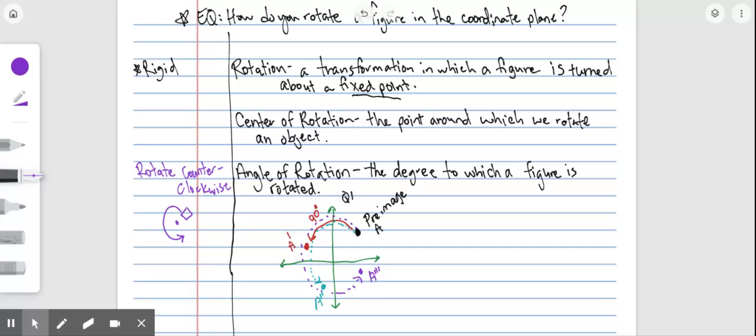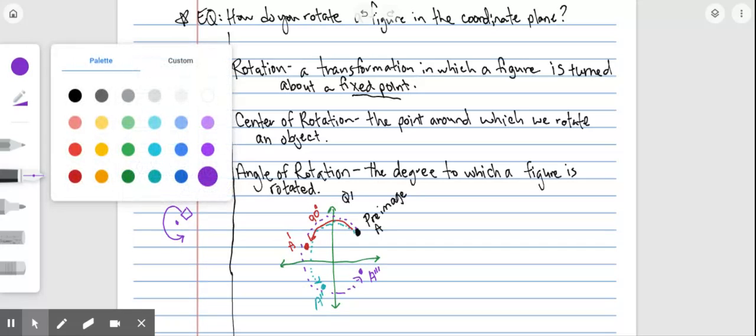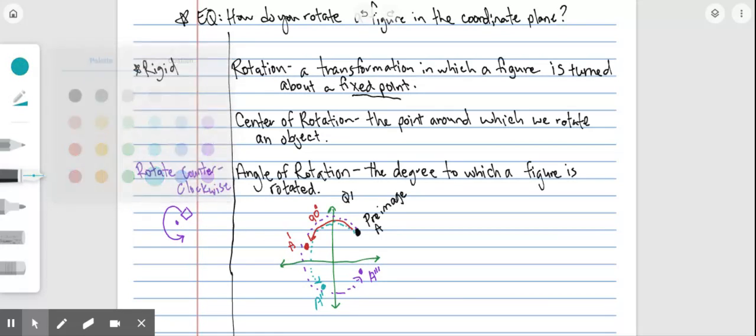Okay, if you rotate A 360 degrees, then guess what? Your A and your A prime will be the exact same measure. So I'm going to make a note that you can rotate 360, but that maps the image directly onto the pre-image. And it maps onto the original.